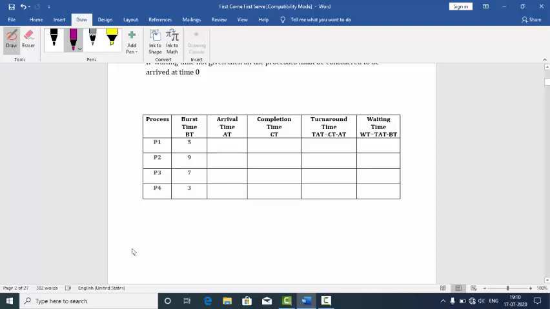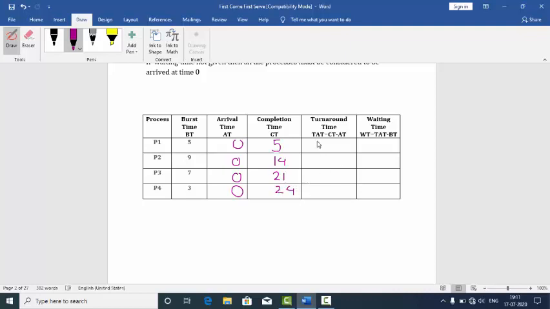So arrival time is not given. So what do you have to consider arrival time as? Arrival time will be all zeros. No need to write anything. When arrival time is not given, it is 0 by default. So the completion time of each of the processes you directly find out. It is 5 for process P1. For process P2 it is 14. For process P3 it is 21. And for process P4 it is 24.